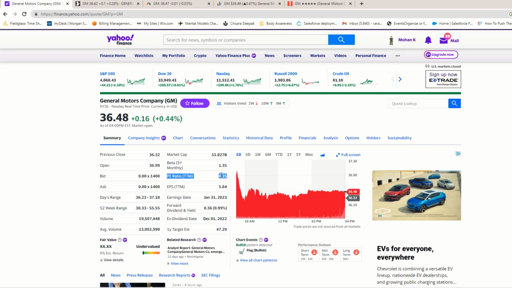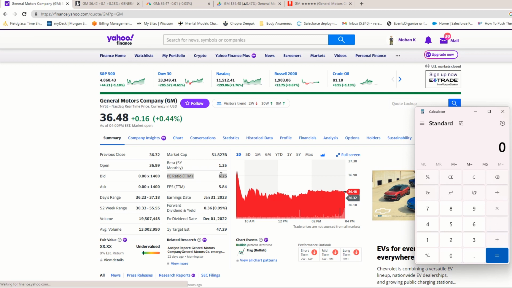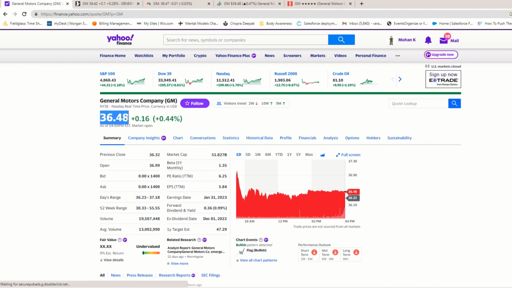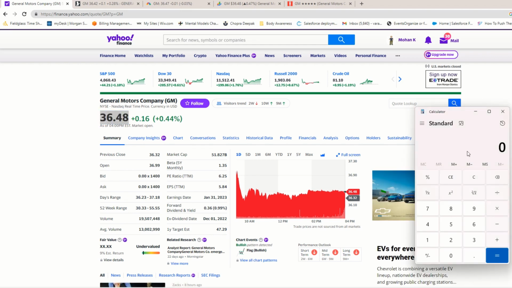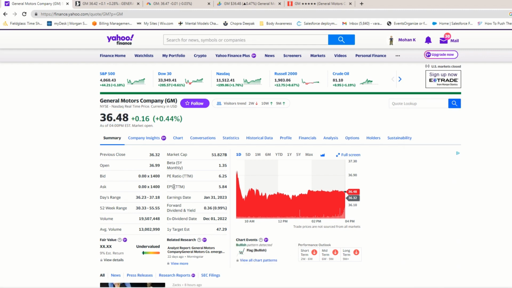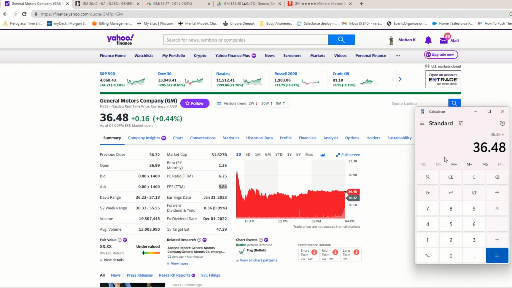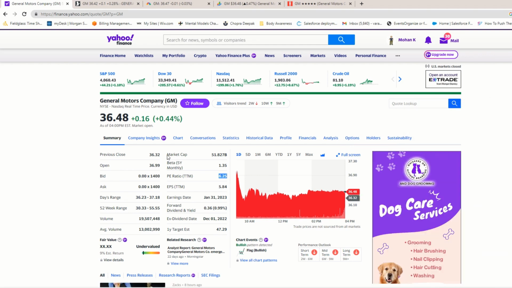So now let's calculate the price to earnings ratio, which is 6.25. So price to earnings ratio is equal to market price divided by earnings per share. The market price is 36.48. Let's take that number, which should be divided by the earnings per share, which is 5.84. Let's take that number 5.84 and use it here and see what we get. We get 6.245, which is nothing but 6.25. You see here, that's the price to earnings ratio.